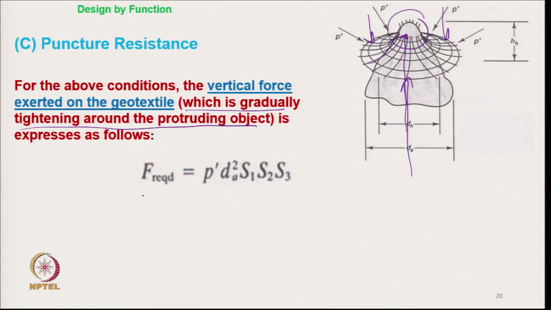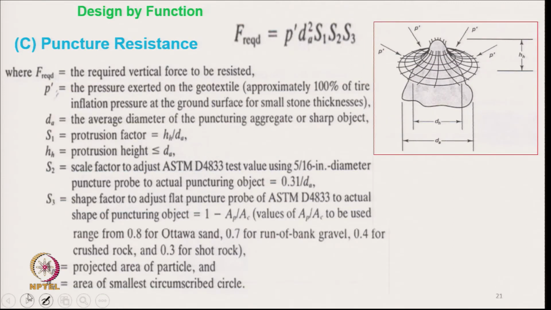So, theoretically the expression here is that the required puncture resistance F required is given by P dash, which is the tire inflation pressure, dA, the diameter of stone, dA square, S1, S2 and S3. What are these S1, S2, S3? I will just explain.